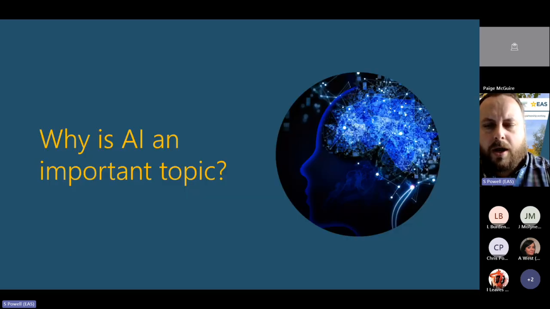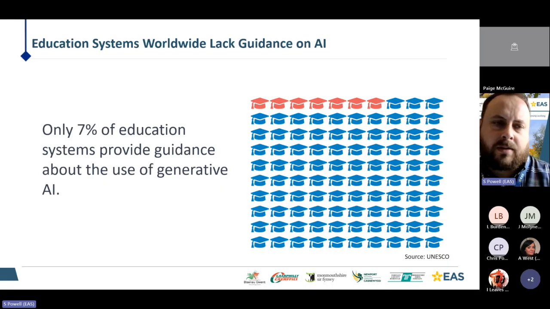So then why is AI an important topic? We're hearing the buzzword all the time now. Why do we need to really focus on artificial intelligence? If we look at some of the data from around the world, from UNESCO here, they say that only 7% of education systems provide guidance about the use of generative AI. And at the moment within Wales, we don't have a Welsh government level guidance for AI, but there's definitely some principles that we'll work towards in the session next week.